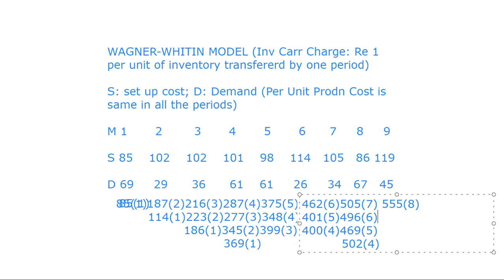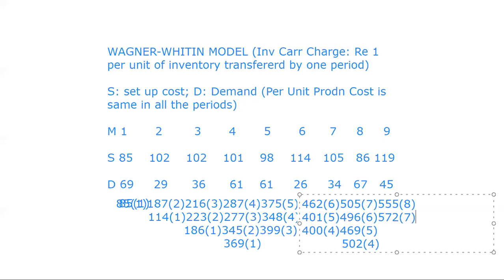I come down here. I produce in period number 7. What is my total cost? 505 plus 67 for inventory cost, so it will be 572. And I'll be producing in period number 7.